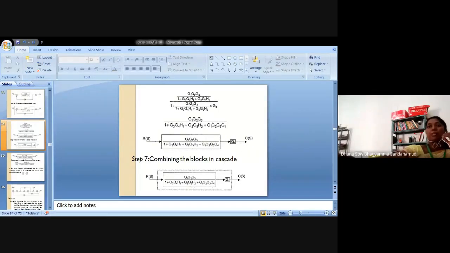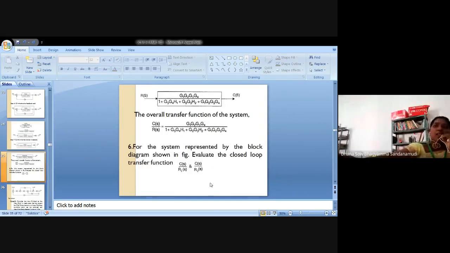This whole magnitude will be in cascade with G4. So next, step number 7 will be combining the cascade blocks. Simply G4 will be multiplied here. So G1, G2, G3, G4 by this whole denominator. So what is my C of S by R of S? It is G2, G3, G4 by 1 plus G3, G4, H1, G2, G3, H2, G1, G2, G3, G4. So that will be my transfer function.